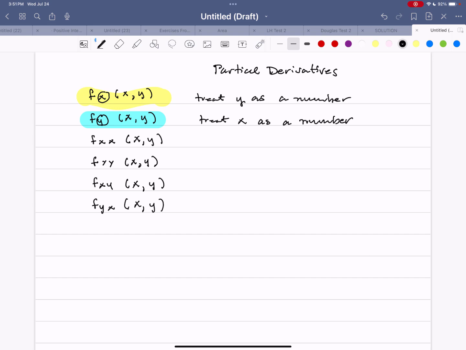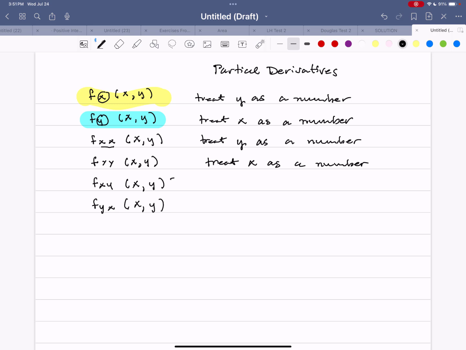Now, each of these four that follow here are second derivatives. So you're going to take the derivative of the derivative. And when you have the subscript xx, that means take it with respect to x the first time and with respect to x the second time. And both times treat y, if there are any y's left, as a number. And then f sub yy means the second order partial derivative with respect to y both times. So here we're going to treat x as a number.